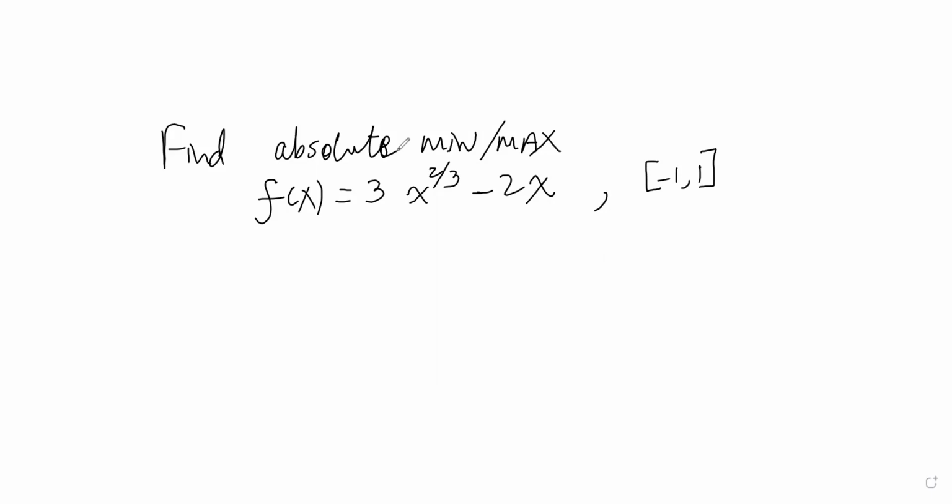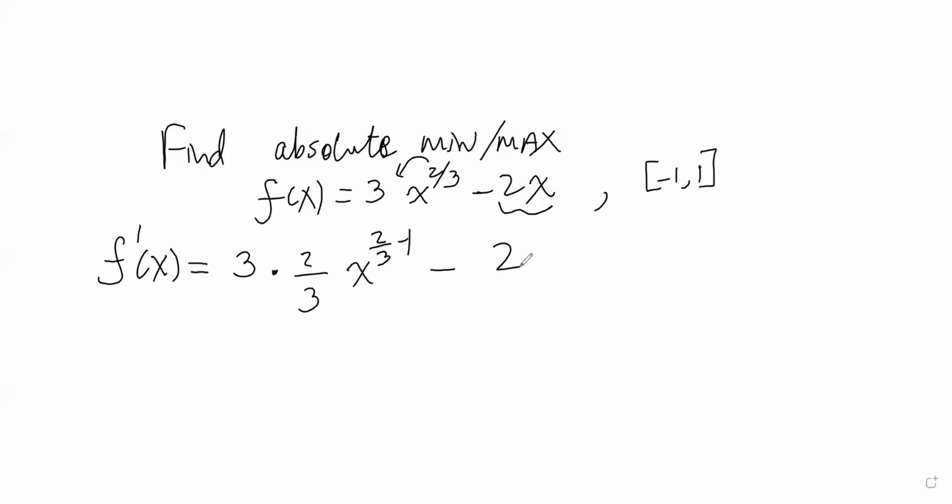So for critical numbers, I'm going to take the derivative of the function. Use the power rule here. So bring 2/3 up front, so 3 times 2/3, and then subtract 1 from the power, right? And then minus the derivative of 2x, which is just 2. So the 3 is canceled here, and you get 2 times x to the negative 1/3 minus 2.